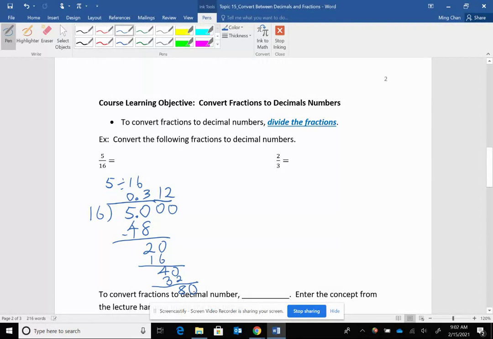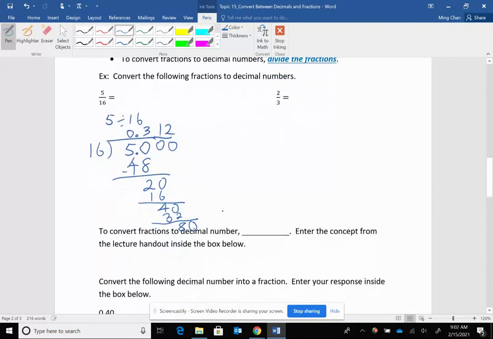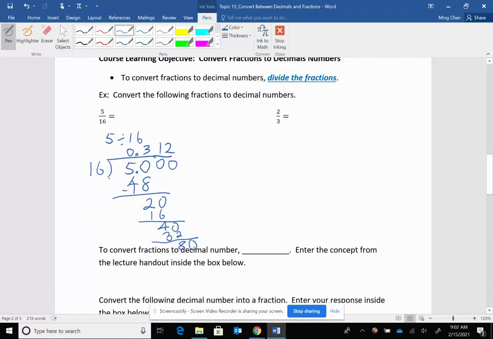If I keep going, let's see when we're going to end. Because if it doesn't end, then that means there has to be a repeating pattern. All right. So this is about 5 times. Yeah, it does end right here. 5 times 6 is 30. Carry 3. 5 times 1 plus 3 is 8. There you go. So my answer is 0.3125. Okay. So this one does end.